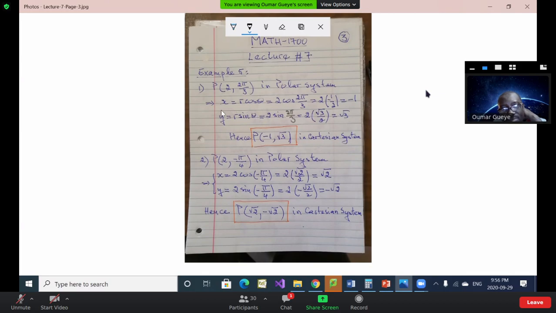Applying the same formula that we did in the first example to get y, we substitute r equal to 2, which in our case is the first entry, and theta is equal to -pi/4. I'm just applying this second formula right here to get y. And sine of -pi/4 we know is equal to -√2/2. So basically it means the coordinates of P in the Cartesian system are going to be √2, -√2.